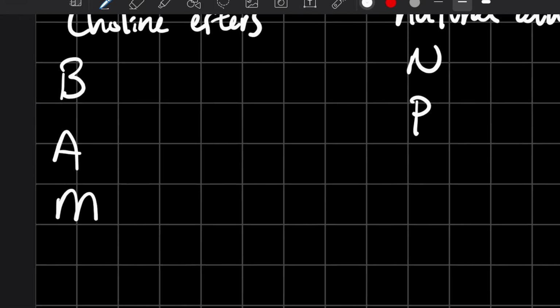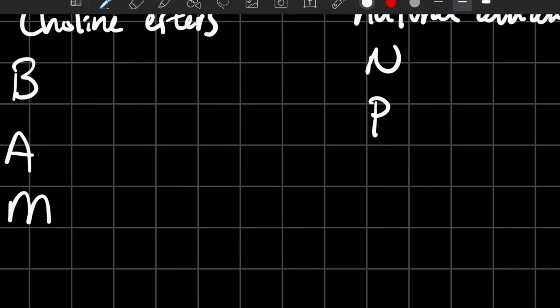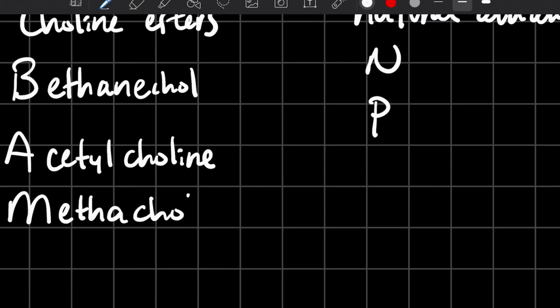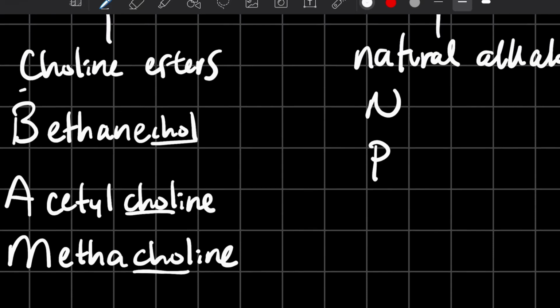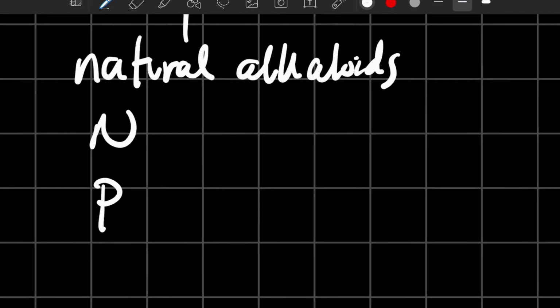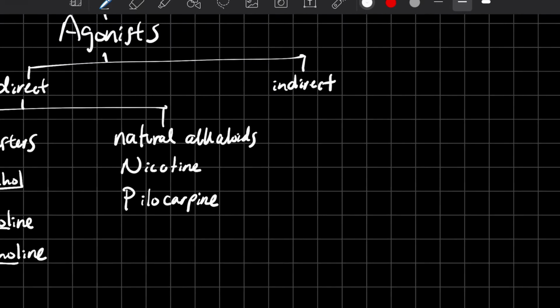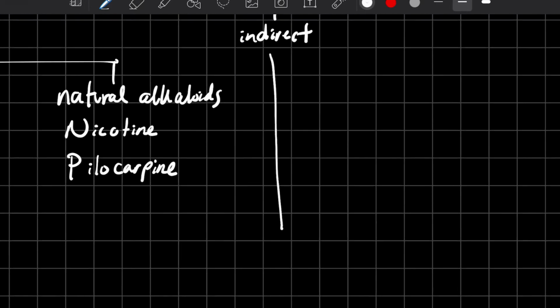Okay, so for your choline esters, when I think BAM, these are the drugs I'm thinking about, right? So it's going to be bethanechol, it's going to be acetylcholine, and it's going to be methacholine. Okay, and the way I remember these drugs is they all have a chol in them, and that's going to correspond with that choline ester. Okay, for your natural alkaloids, it's going to be nicotine as well as pilocarpine. Okay, yeah, I don't have any tricks to memorize those.